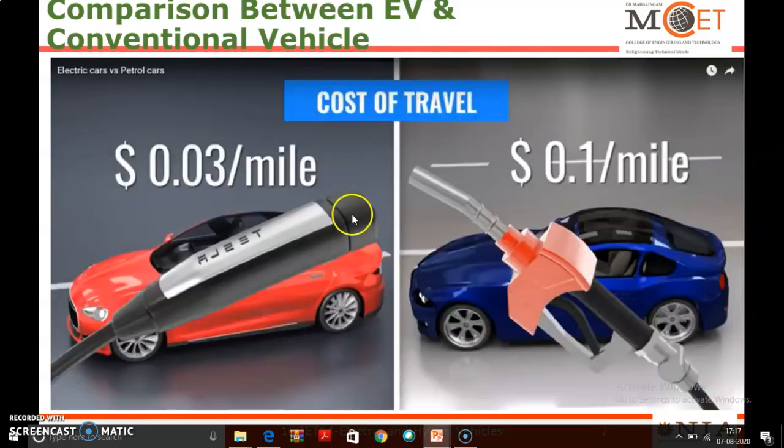Next, the cost comparison. For 1 mile travel of the electric car, it expenses $0.03, whereas the same 1 mile travel of the conventional car or a petrol car expenses $0.1. Which means that cost is very low in the case of the electric vehicle as compared with the conventional vehicle.